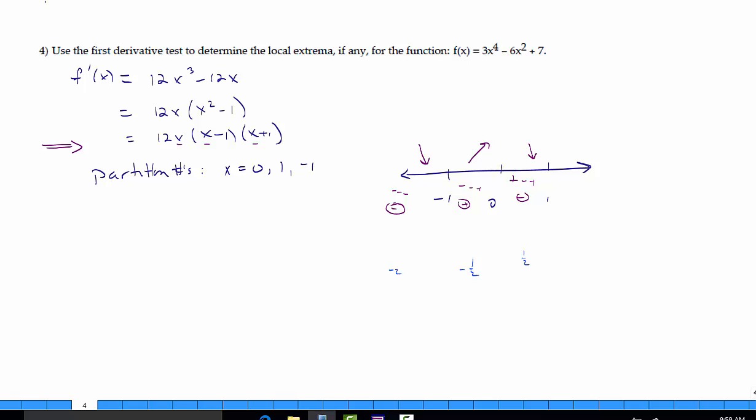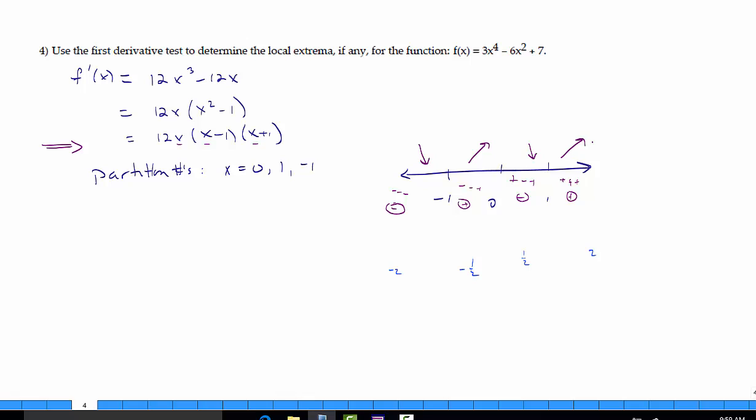And I need one more test point. I am between 1 and infinity. I'm going to go with 2. I could use 5. So 12x times 2 is positive, and 2 minus 1 is positive, and 2 plus 1 is positive. So positive, positive, positive is positive, so we are increasing.